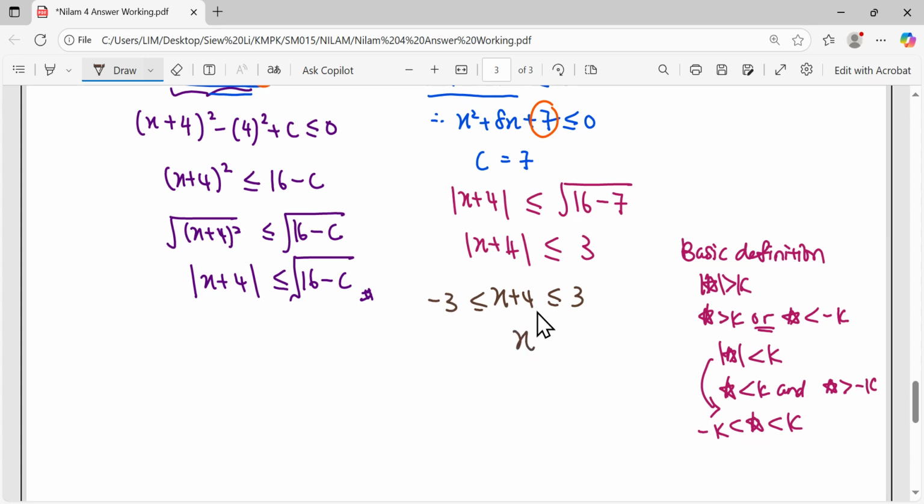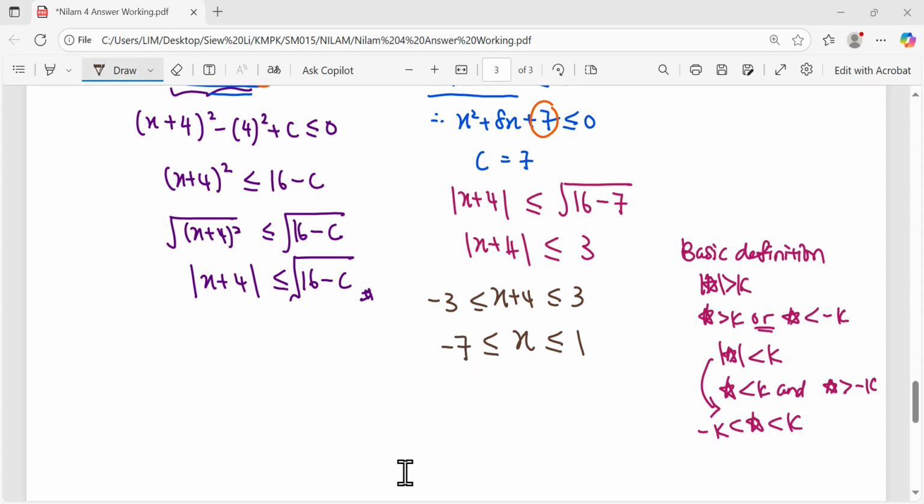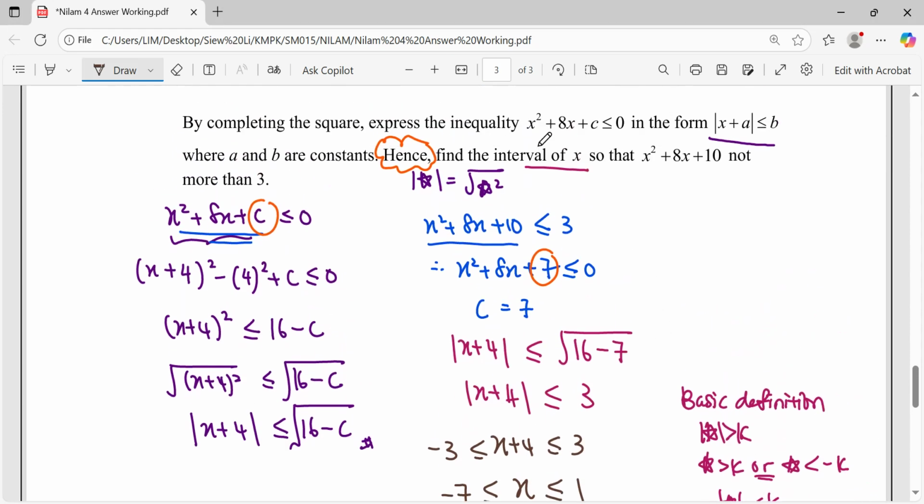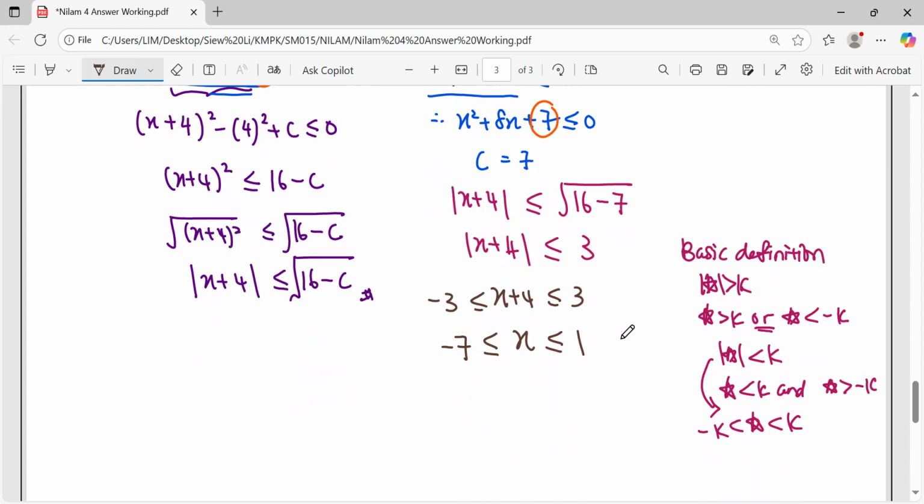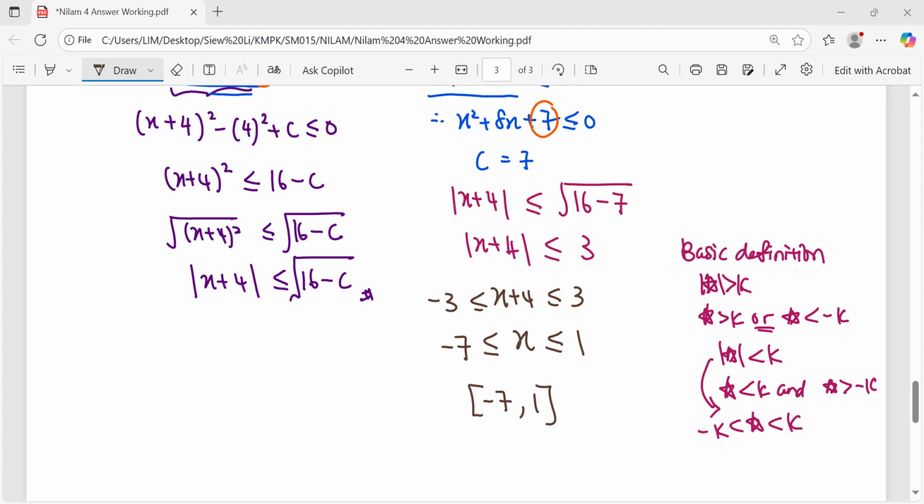Alright, then we move on. To find the x, you need to minus out the 4. When you minus out the 4 from 3, you get negative 1. You minus out the 4 from negative 3, you get negative 7. So this is how we get this. And for our answer, lastly, they are asking us to find the interval of x. So the interval will be negative 7 until negative 1, which is included, so we have a closed bracket there.